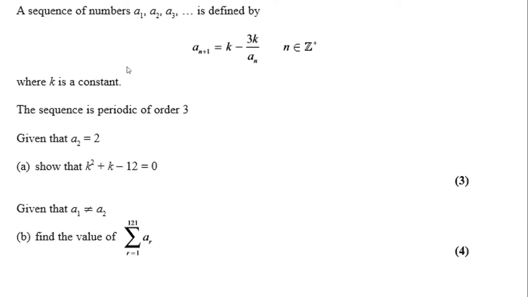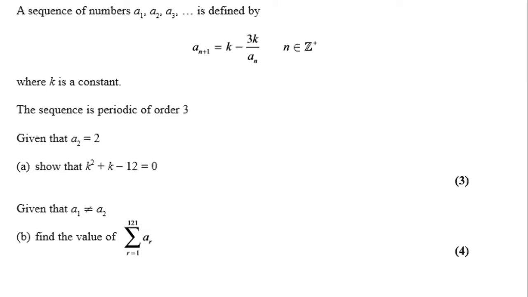So we have this sequence of numbers a1, a2, a3, defined by a(n+1) is k take away 3k over a(n). That little bit at the end just means n is a positive integer. So n is 1, 2, 3, 4, 5, etc. k is a constant. The sequence is periodic of order 3, and a2 is 2. Show that k squared plus k take away 12 equals 0.